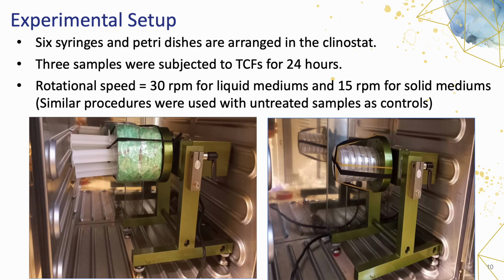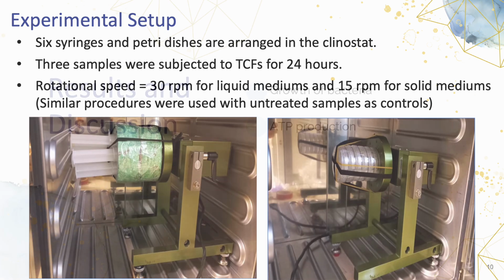In our experimental setup, as you can see in these photos, we arranged 6 syringes and petri dishes in the clinostat. 3 of these samples were subjected to TCFs for a duration of 24 hours. We maintained a rotational speed of 30 rpm for liquid mediums and 15 rpm for solid mediums. Similar procedures were followed for untreated samples, serving as controls to ensure consistency across our experiments. The clinostat served as a reliable tool for replicating space experiments under real microgravity conditions.